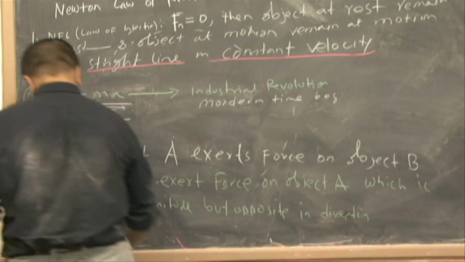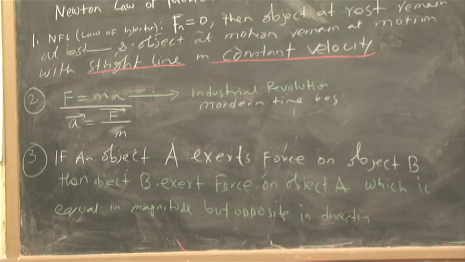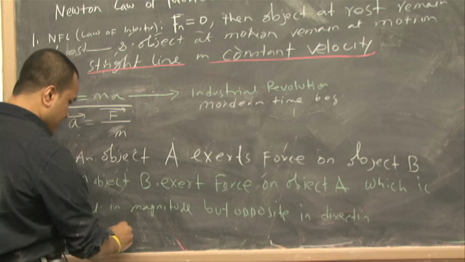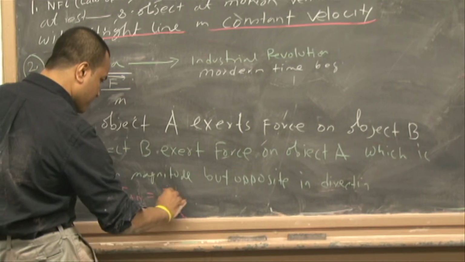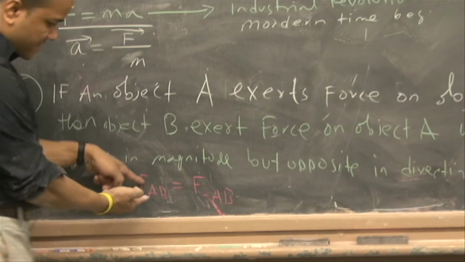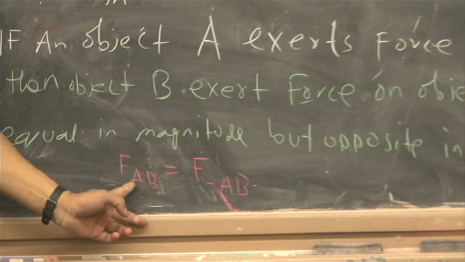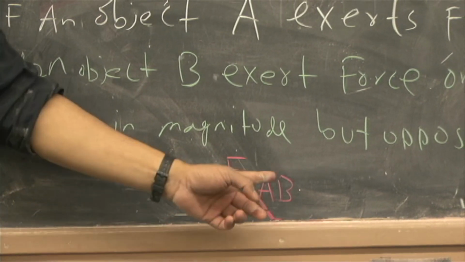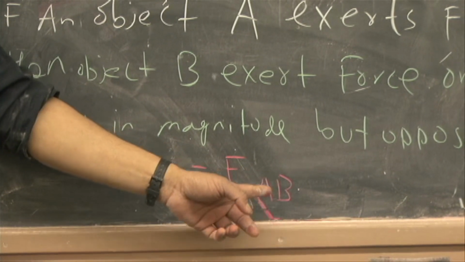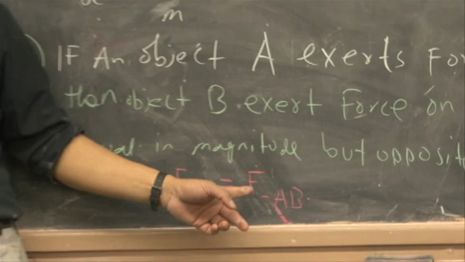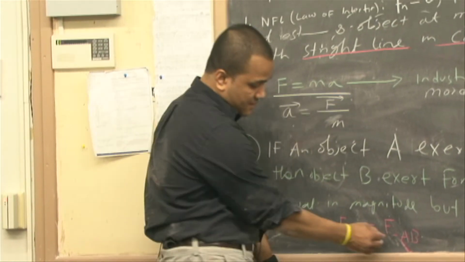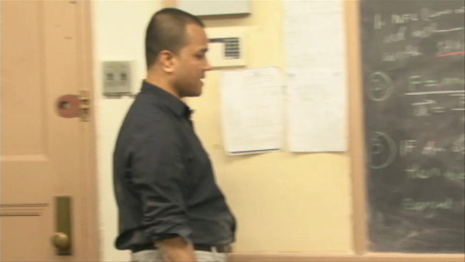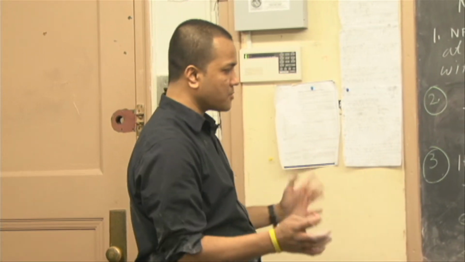Okay, so what does that mean? How can we convert it into a math equation? We can simply write Newton's third law as F_AB equals minus F_BA. So if object A exerts some force on object B, then object B also exerts some force on object A, which is equal in magnitude but opposite in direction. That's what the negative sign means.